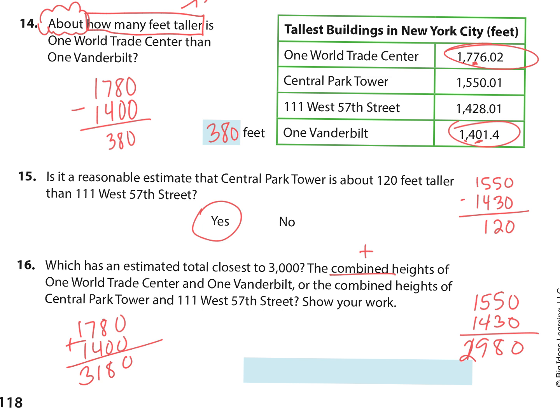Now, here's where I get stuck. I got to figure out which one is closer to 3,000. So yeah, if I'm looking at the first one with the World Trade Center, this is 180 away from 3,000. This is only how many? 20 away. So it's going to be the combined heights of Central Park Tower and 111 West 57th. I'm just abbreviating to fit it in there.